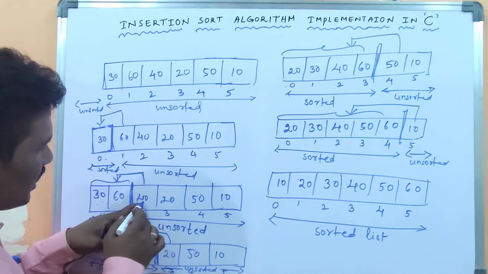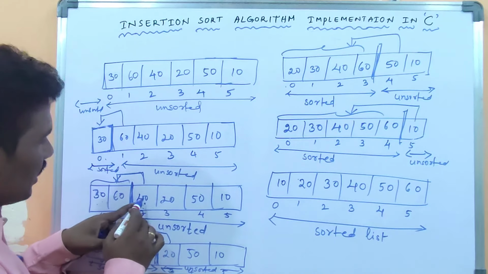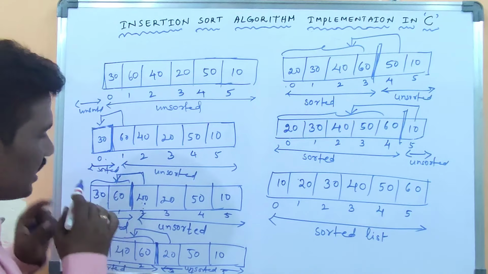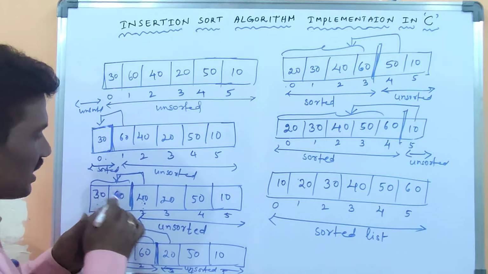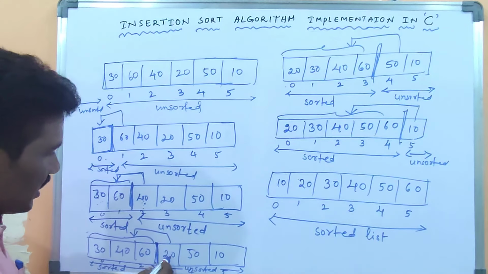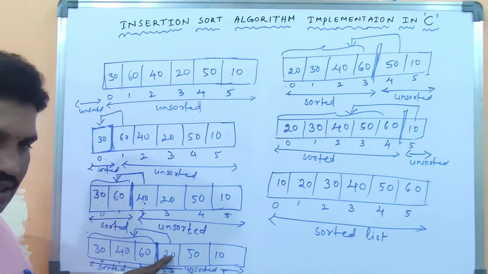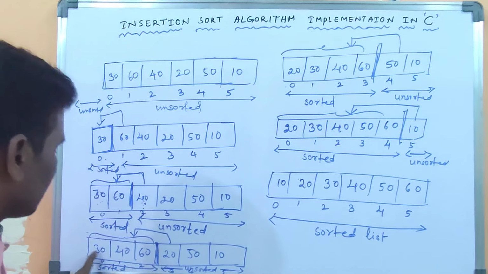At each and every step you have to take the first element from the unsorted sublist, that is 40. Then 40 should be compared with the 30 and with the 60. The 40 should be inserted in between 30 and 60 to maintain the sequence. Then after that, when you come to here, the 20 has been taken from the unsorted sublist. Where should I insert? That 20 should be inserted before the 30.